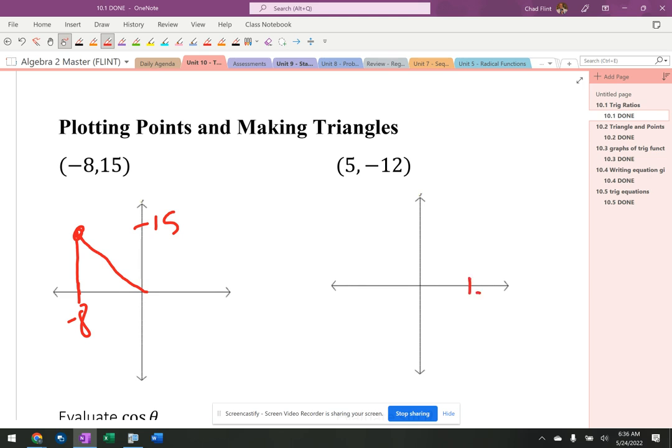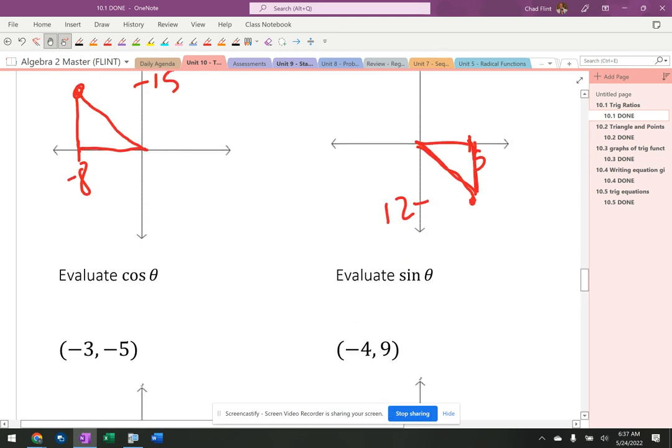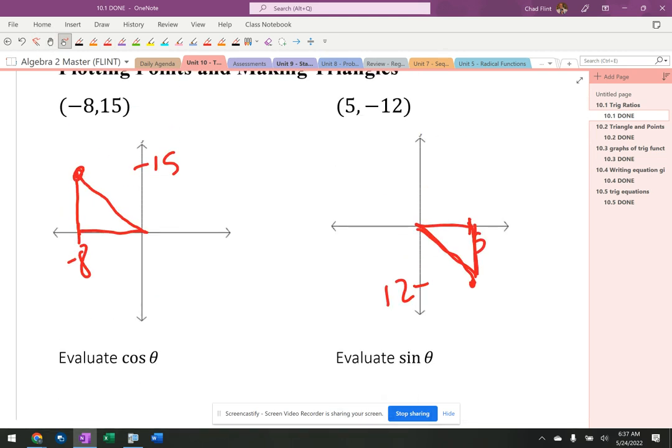So (5, -12) would be right there. I'll talk about what we're doing here in a second. So there's my triangle. Didn't complete that one. And then it says evaluate cosine of theta, evaluate sine of theta.